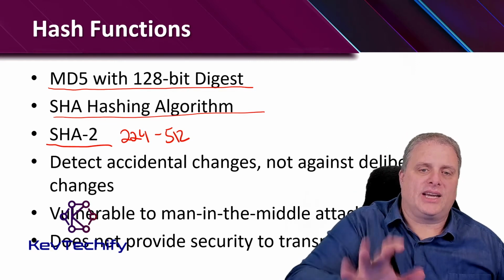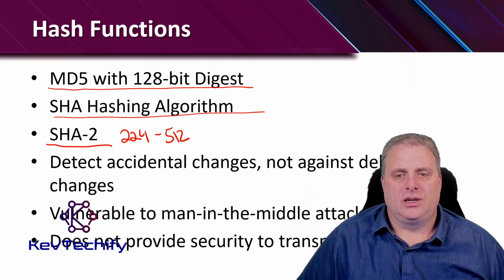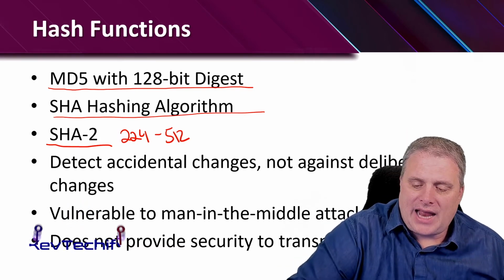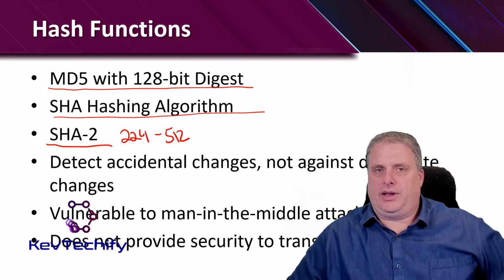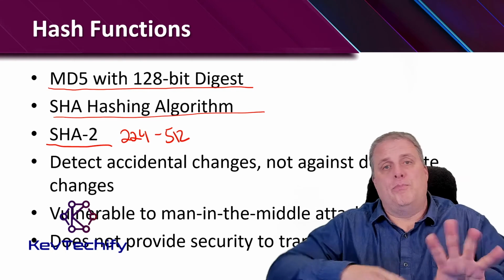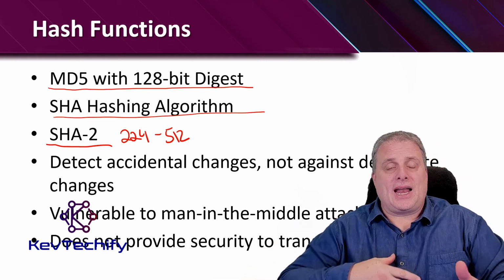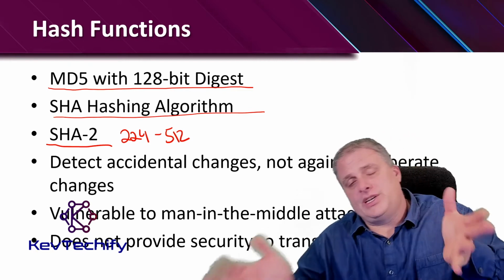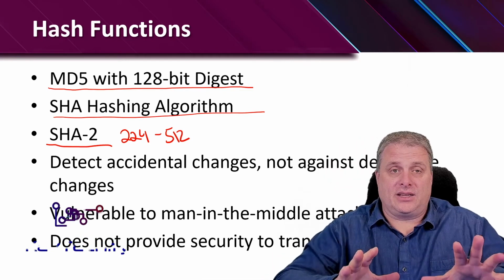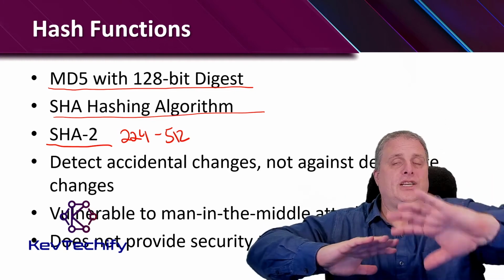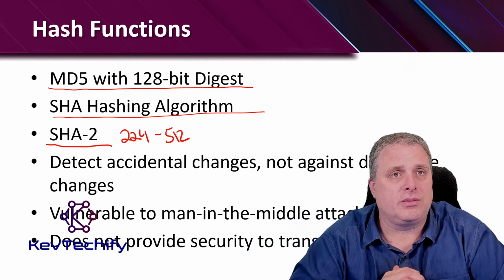These hashes detect accidental changes, not deliberate changes. And so if it was an accidental change in your data transmission, something hiccuped, a bit got lost, or a bit got added, your payment got increased by a zero, decreased by a zero accidentally, that hash won't match the message when it's run through the algorithm.